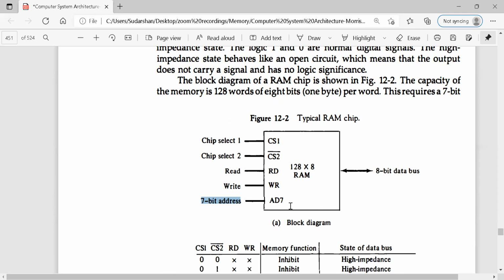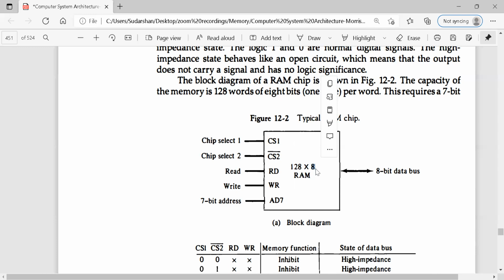And 2 power 7 is 128. That means using a 7-bit address, you are able to have 128 storage locations. That's why it is marked as 128. And what is this 8 standing for? This 8 represents how many bits can be transferred, or what is the word length, how many bits can be stored in the memory location. There are 128 locations, and each location can store 8 bits.